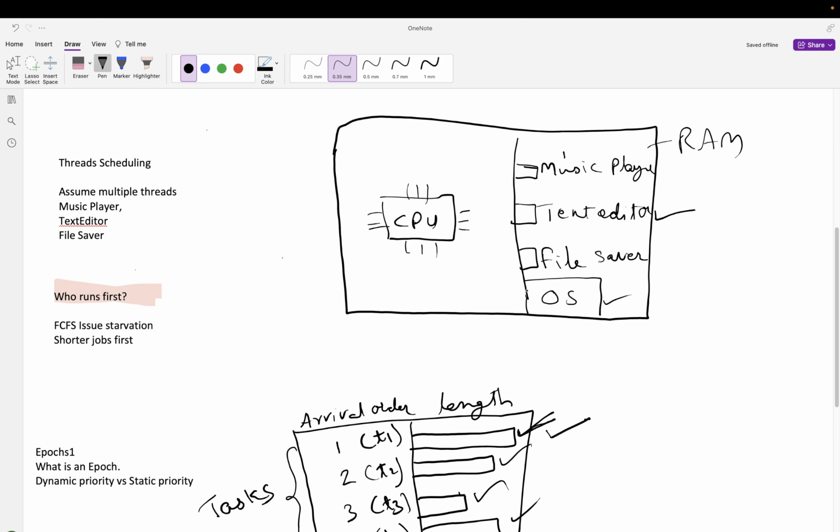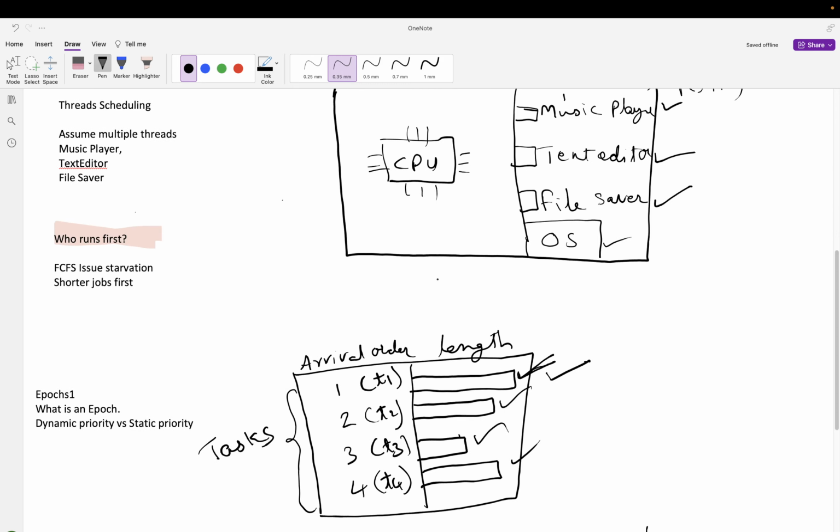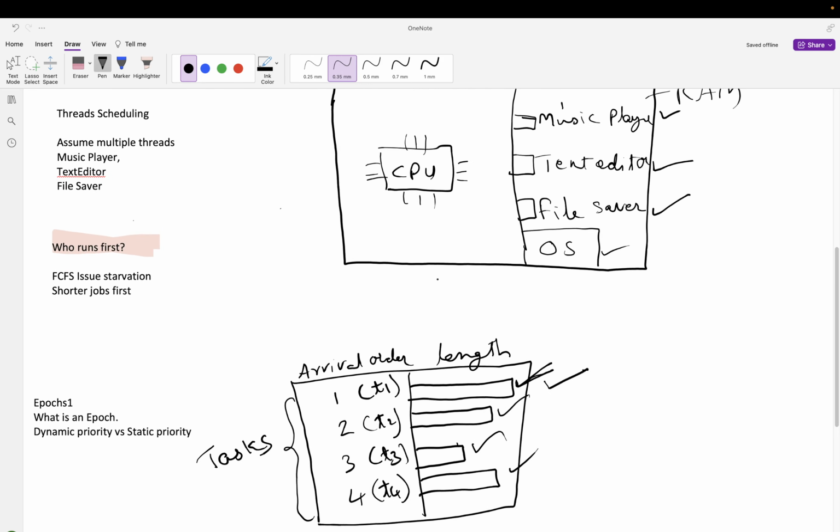The OS is responsible for scheduling the threads on the CPU. For example, if we have a music player, text editor, and file saver, the operating system schedules these threads on the CPU and assigns time for each thread. Now the question comes: who runs first? Let's try to understand the strategies the operating system uses internally.